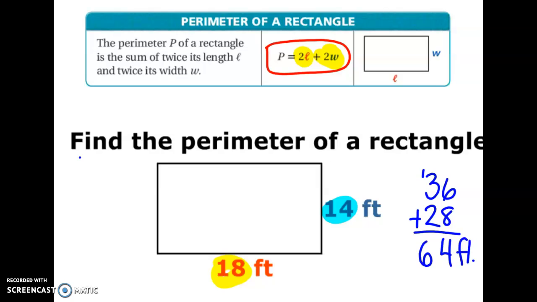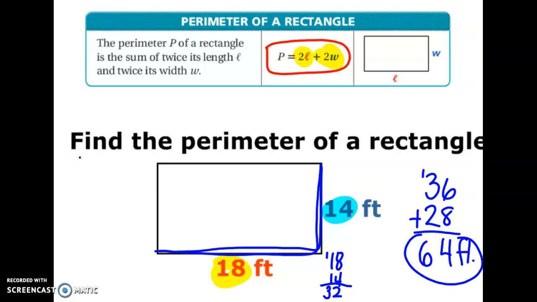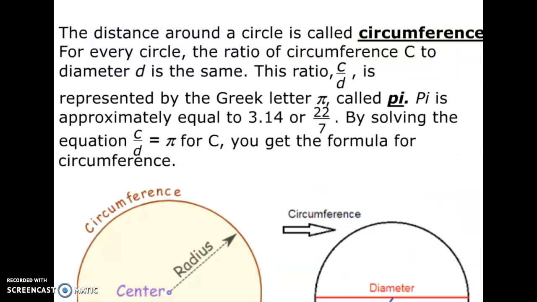Sometimes students like to look at it this way. They like to add two sides, the length and the width, together. They could do 18 plus 14 and get 32, and they could double that also. If you doubled 32, you would get that same value of 64. So for polygons, it's rather simple. You're going to add all the sides together.